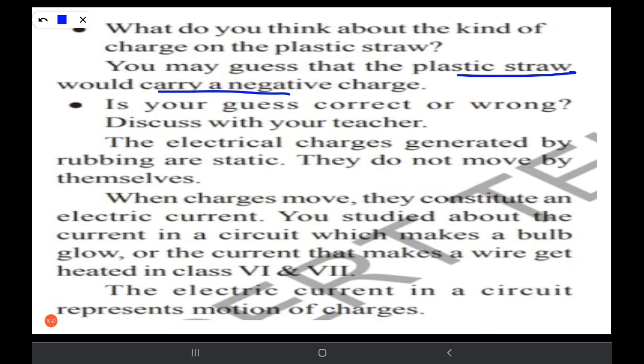So the electrical charges generated by rubbing are static. So they do not move by themselves. Okay, they do not move by themselves. So when charges move, they constitute an electric current. Right? So we studied about the current in a circuit which makes a bulb glow, or the current that makes a wire get heated, in class 6 and 7 already. Right? So the electric current in a circuit represents motion of charges. Motion of charges means here movement of charges.